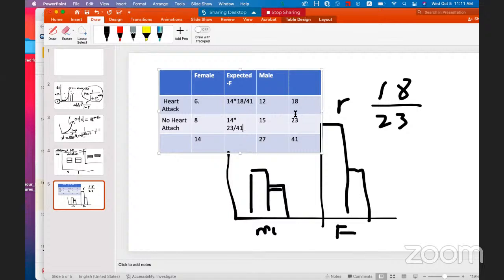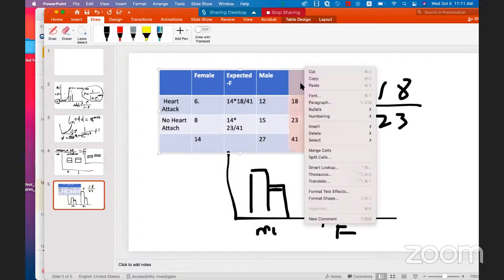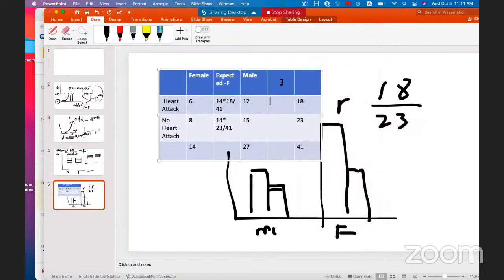Okay, and the same way we can get the expected number for the male population. So this chi-square calculates the difference between the observed number and the expected number. If this observed number is the same as the expected number, what does that mean?